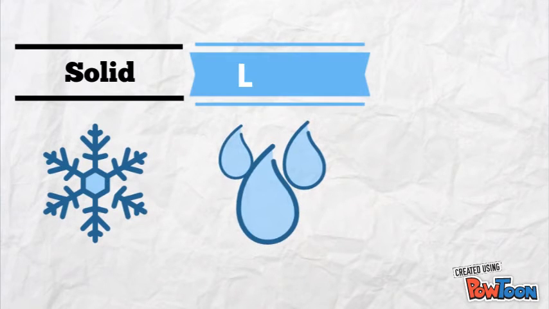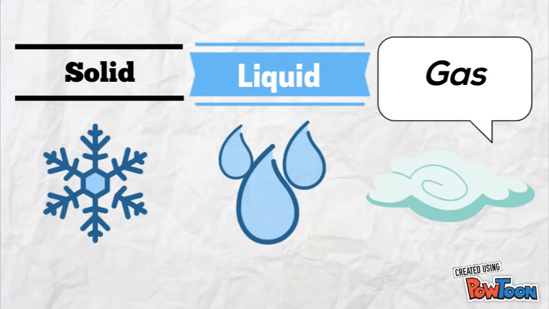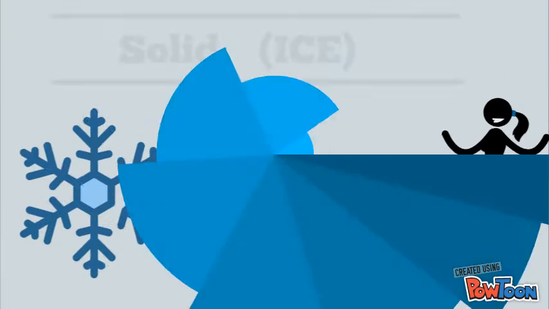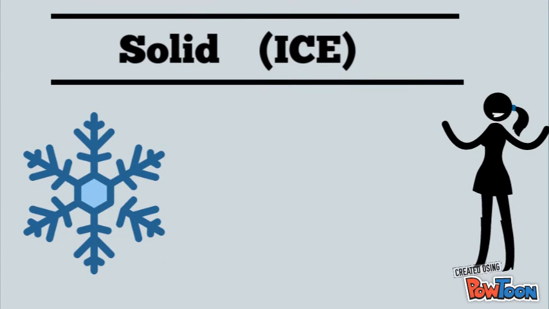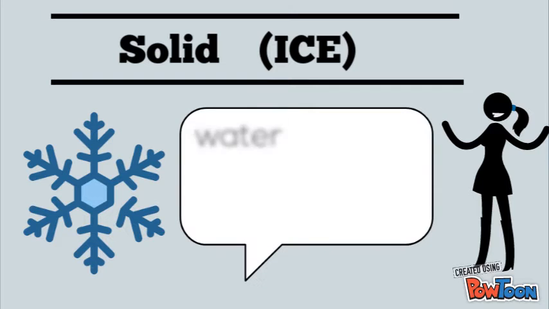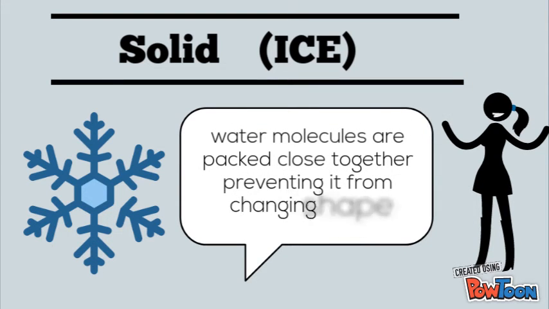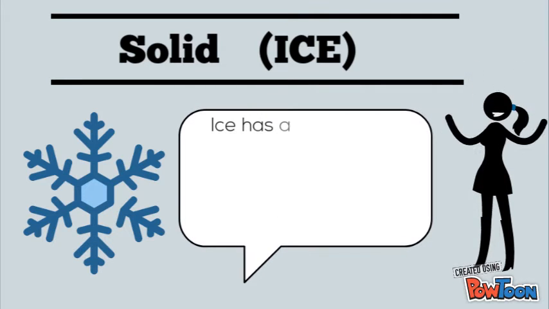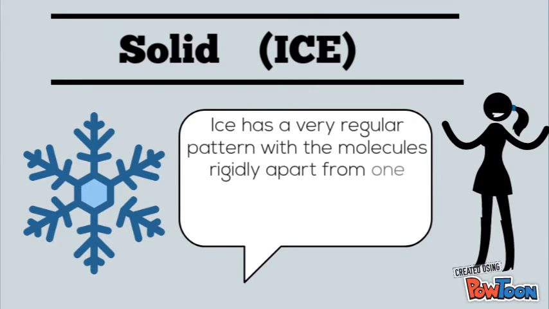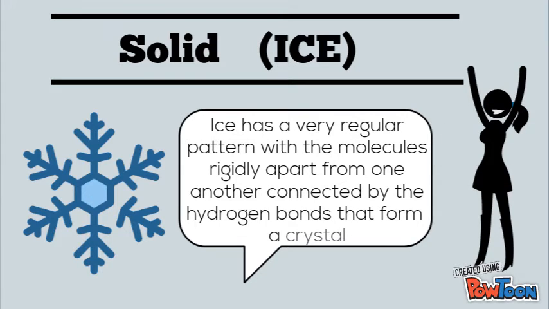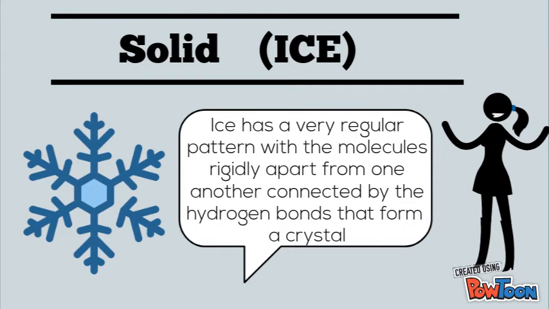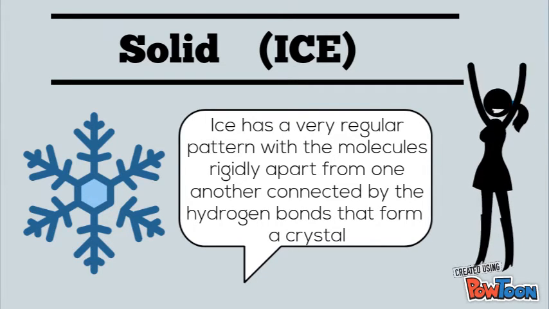Water can easily change into three different states of matter, which can be either solid, liquid, or gas. When water is in a solid state, or ice, the water molecules are packed together, preventing it from changing shape. Ice has a very regular pattern with the molecules rigidly apart from one another, connected by the hydrogen bonds that form crystals.